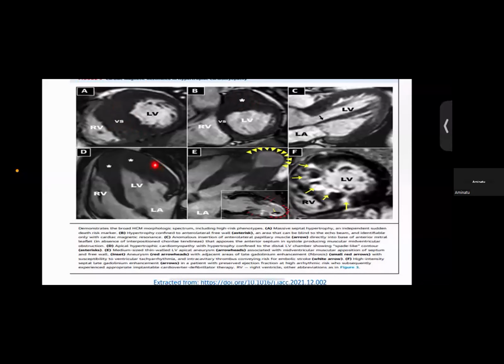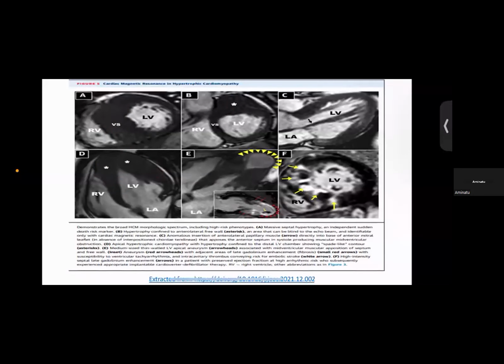in D, you can see there's apical hypertrophy here, which they call the spade-like contour. So these are the MRI features that are usually seen. So with MRI, one can clearly delineate the extent of hypertrophy. And F, this is more significant.